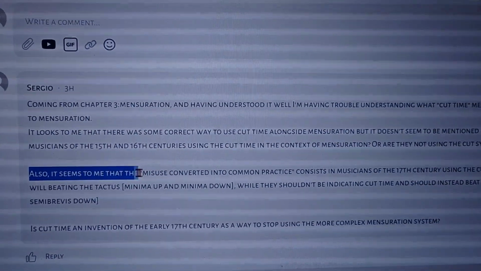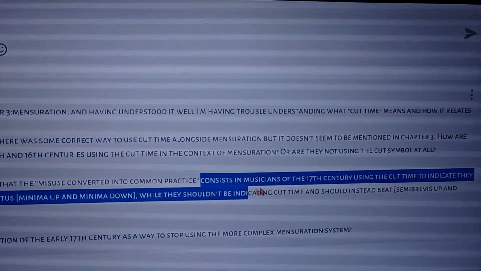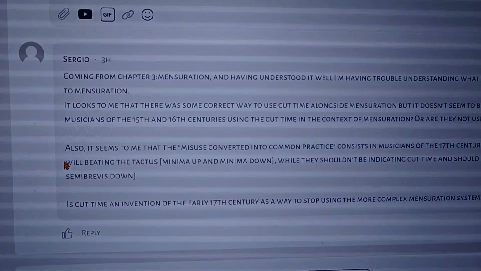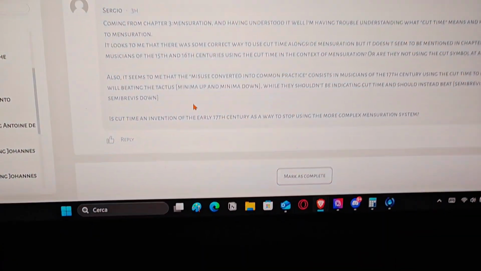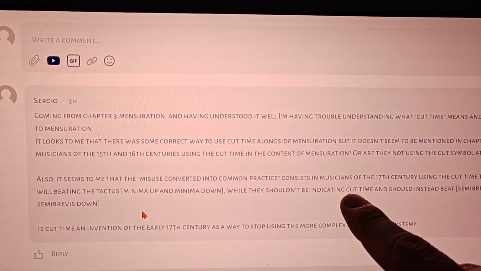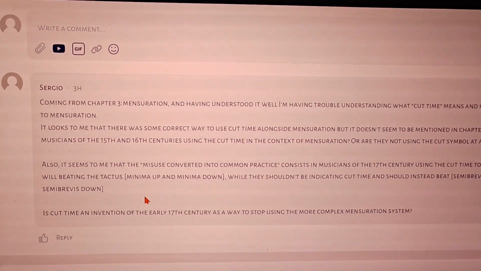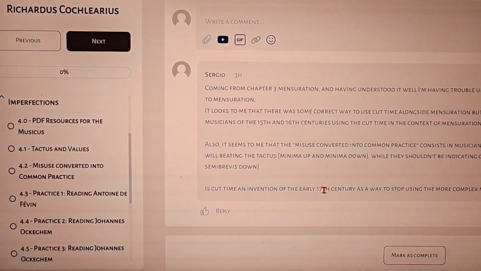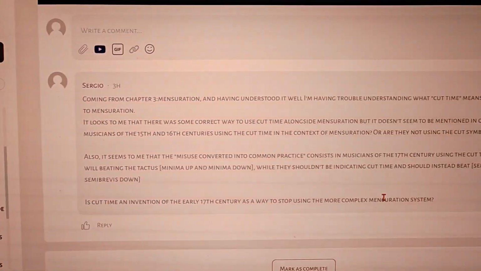Also, it seems to me that the misuse converted into common practice consists in musicians of the 17th century using the cat time to indicate they will be beating the tactus minima down and minima up, while they shouldn't be indicating cat time and they should instead beat semibrevis up and semibrevis down. Is cat time an invention of the early 17th century as a way to stop using the more complex mensuration system?